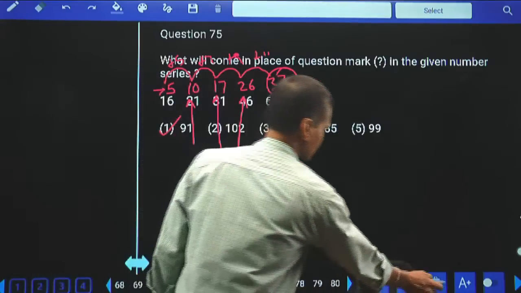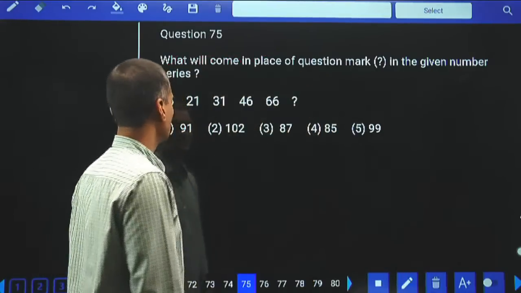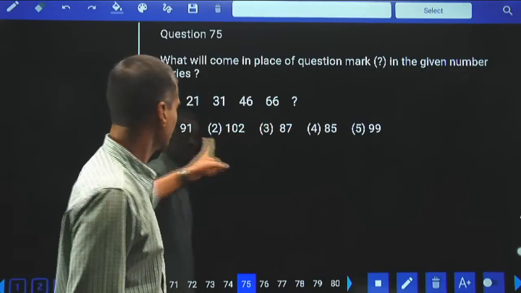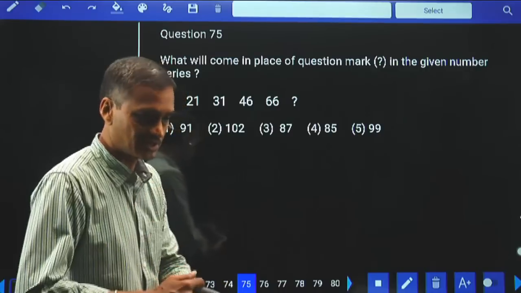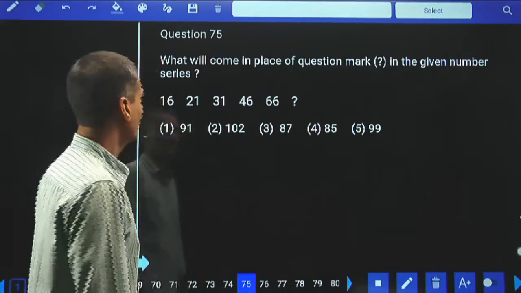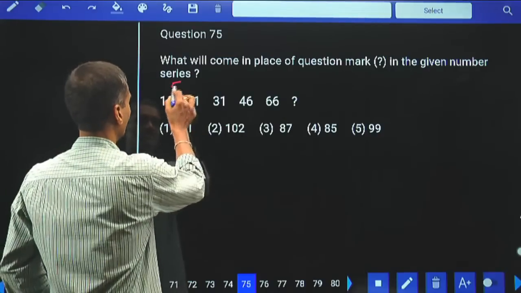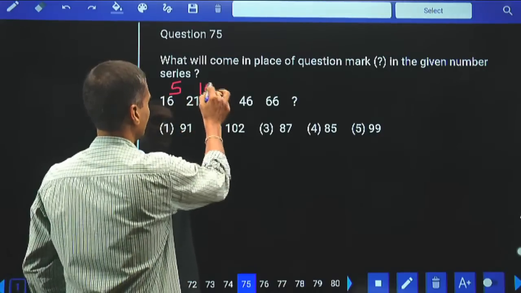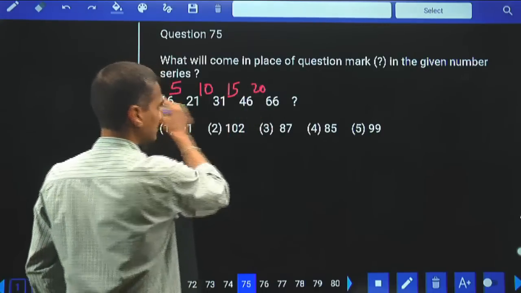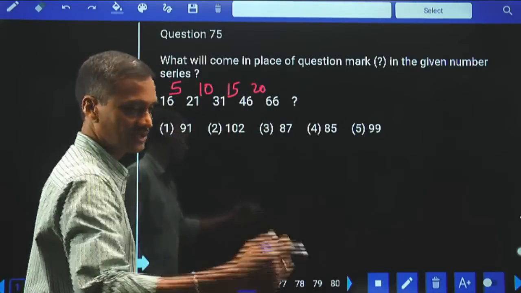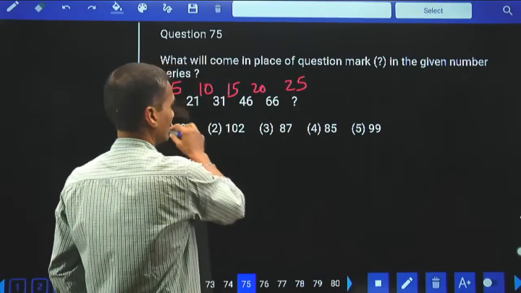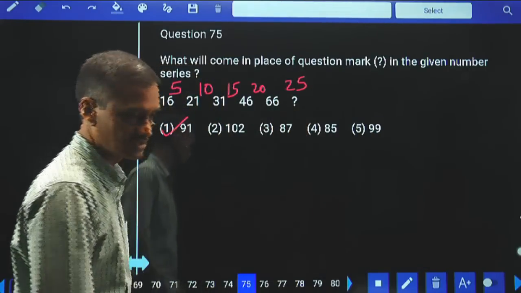Then coming to question number 75. Now in this 75, 16. Again, 66 is there. 66 into 2 is 132. But as all the choices are lesser than that, hence it must be difference, and does not come under product or combination. Then in this difference, 16 and 21, 5. 21 and 31, 10. And 31 and 46, difference is 15. Now here it is 20. Multiples of 5 are being added: 5, 10, 15, 20. Next one must be 25. Now what is 25 here? 6 plus 5... last digit must be 1, that is choice 1 is the answer.